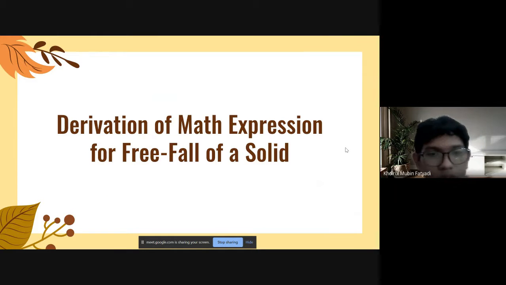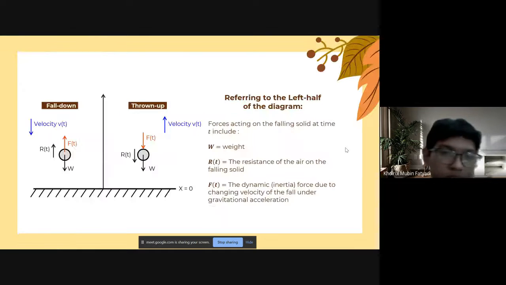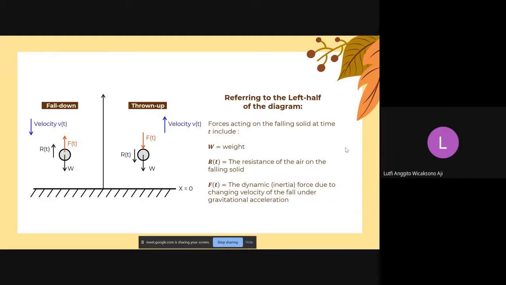for free fall of a solid, which will be explained by Lutfi Anggito. Okay. Okay, thank you, Mubin. I will explain the next material.